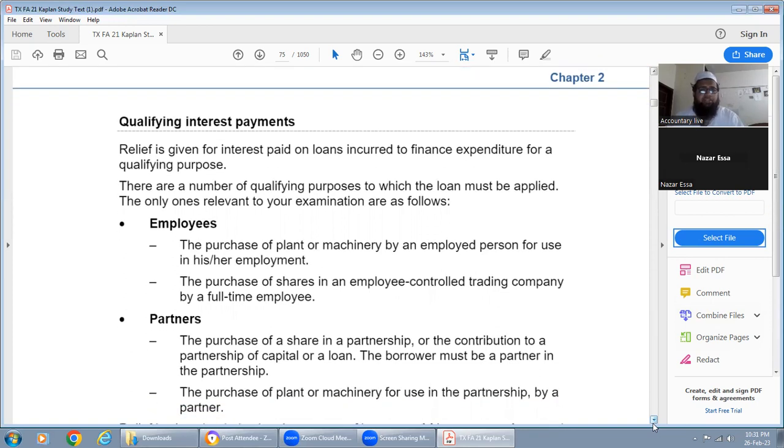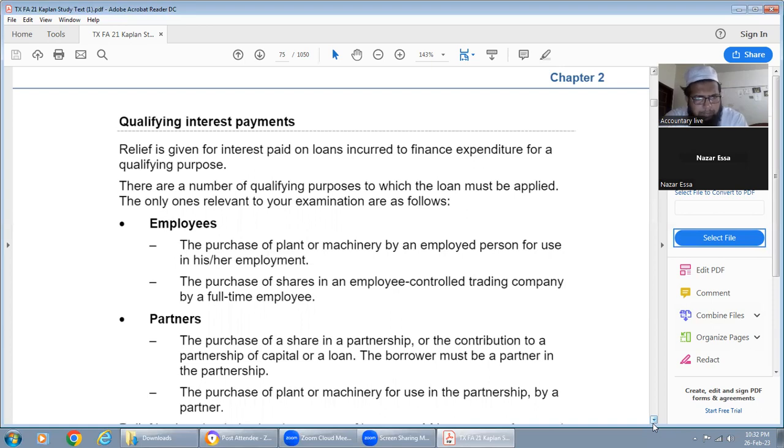First of all, employees. For employees, the purchase of plant or machinery by an employed person for use in his or her employment. If he has taken a loan for the purchase of plant or machinery which he will be using in his employment, it is allowed to deduct that interest expenditure from his income tax liability.